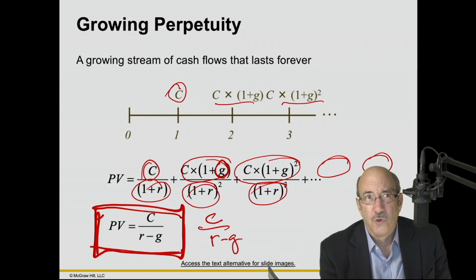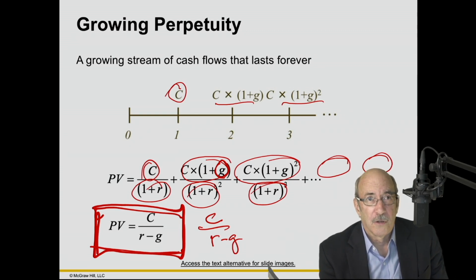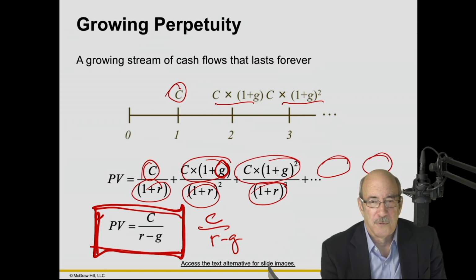We do have to assume that G is less than R. Otherwise, this doesn't work. But as long as that's true, then we can get a closed form solution to an infinite series without any algebra, well, without too much algebra. All right? Okay.